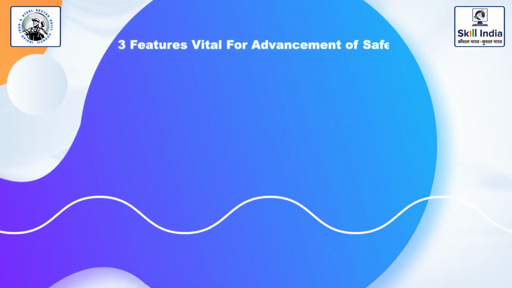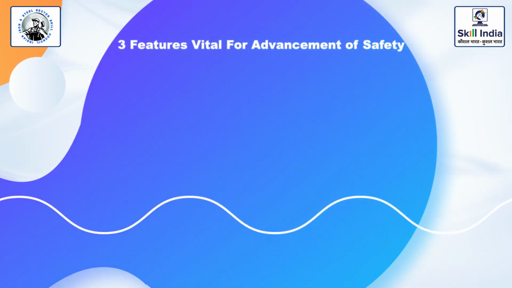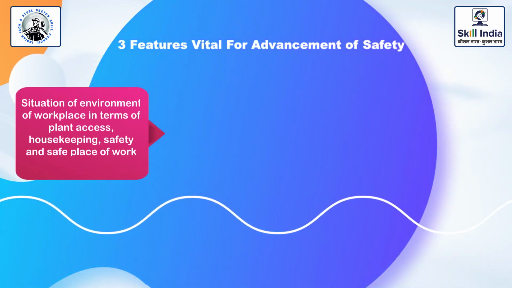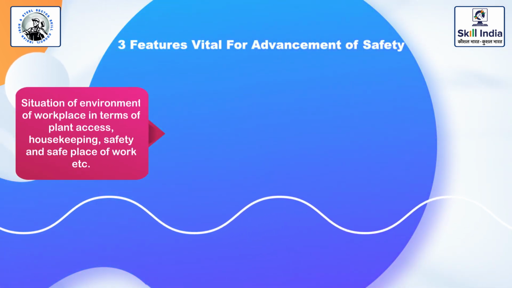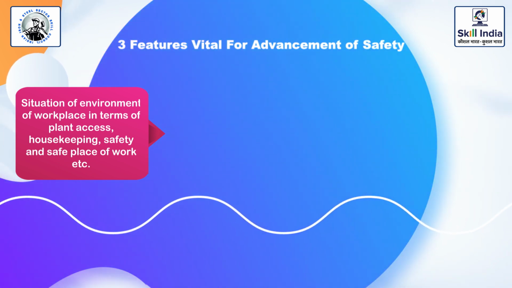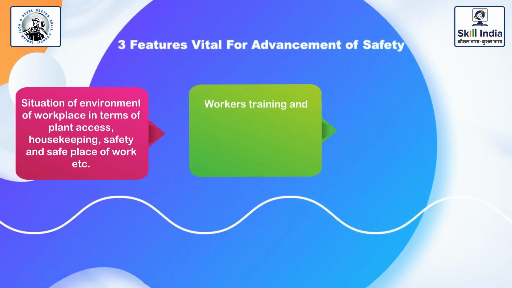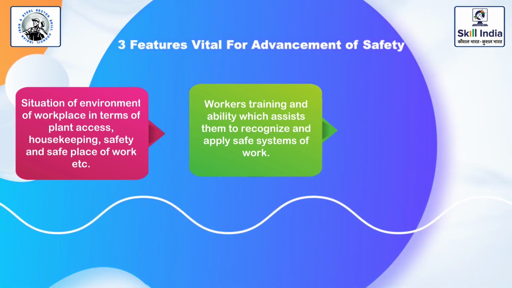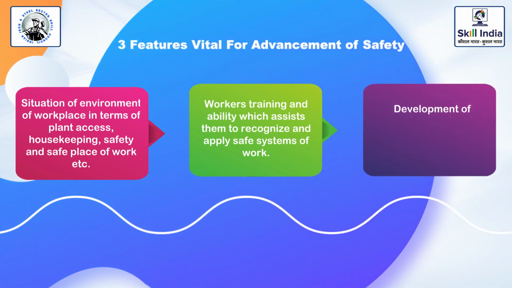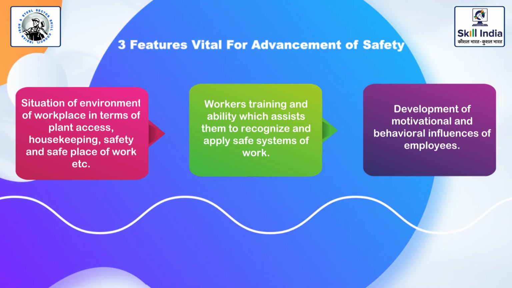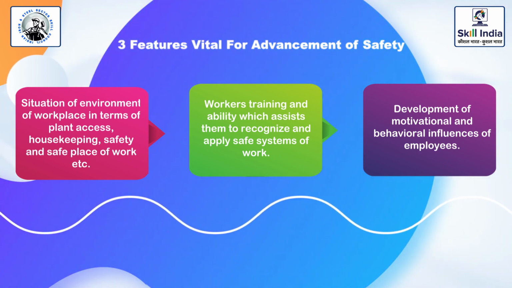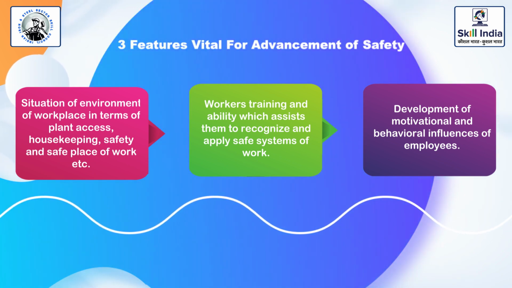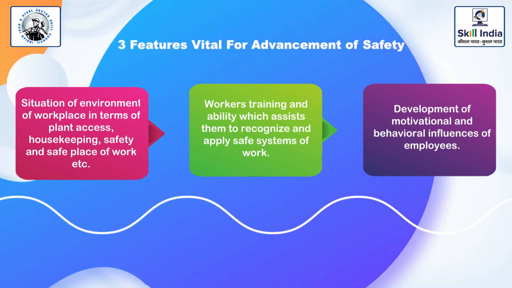We also have 3 features that are vital for advancement of safety in a workshop. Situation of environment of workspace in terms of plant access, housekeeping, safety, and safe place of work, etc. Workers' training and ability, which assists them to recognize and apply safe systems of work. The development of motivational and behavioral influences of employees. This includes identifying unsafe behavior and attitude by using more direct strategies and to motivate employees.